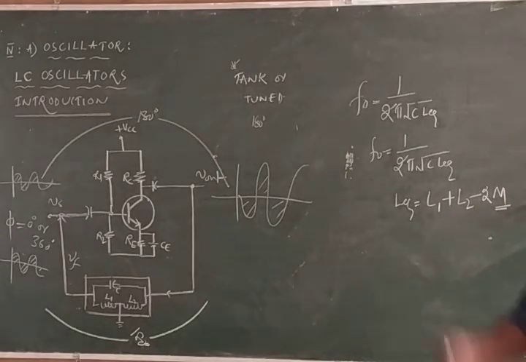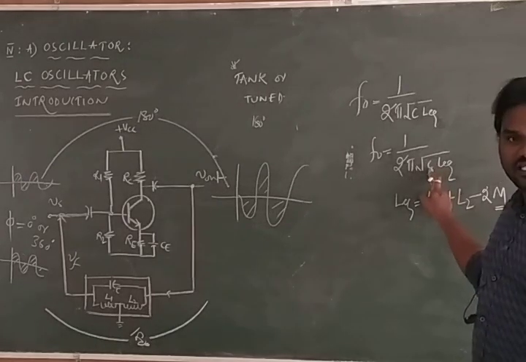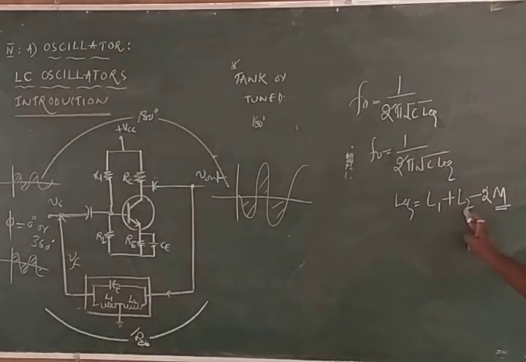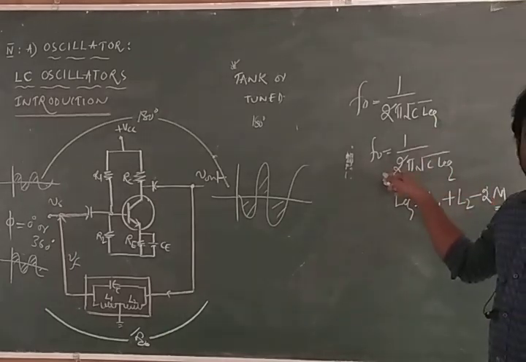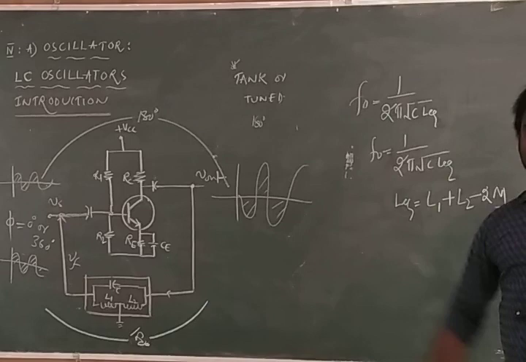So that means, in the problem they will specify the capacitor value, they will give the inductor 1 value, inductor 2 value, and the mutual inductance also. Then you can calculate what? L equivalent. If you calculate the L equivalent by substituting here, you can come to know the frequency of oscillation.